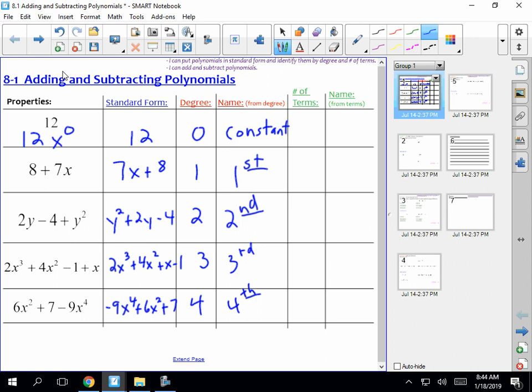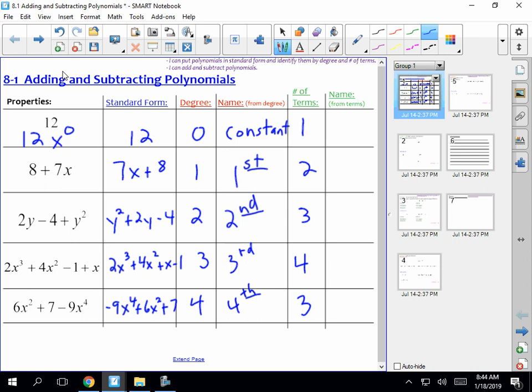We can also name it by number of terms. This first one, the constant, has only 1 term. The next one has 2 terms. The next one, 3 terms, 1, 2, 3. Terms, once again, are separated by plus and minus signs. This one is 4 terms, then we're back to 3 terms again here. Now, we have special names for the first 3. For 1 term, 2 terms, and 3 terms, they're special names because they show up so often.